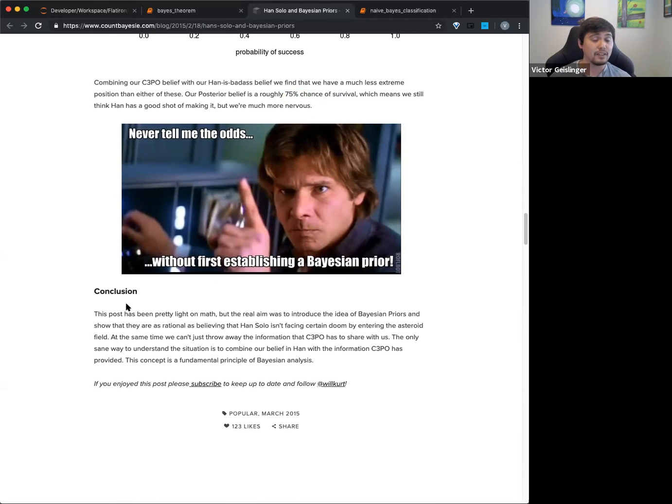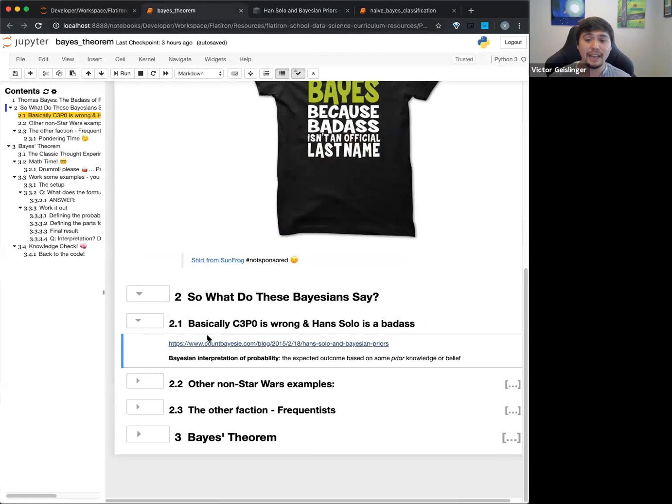I would suggest reading it through, especially after going through Bayes Theorem, which we're going to talk about today. I think it gives a good solidification of what Bayes Theorem is actually saying. Okay, so anyway, cool stuff. So Star Wars. Okay.